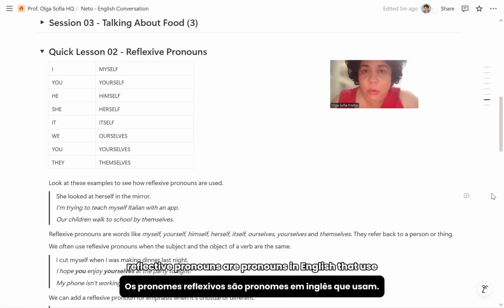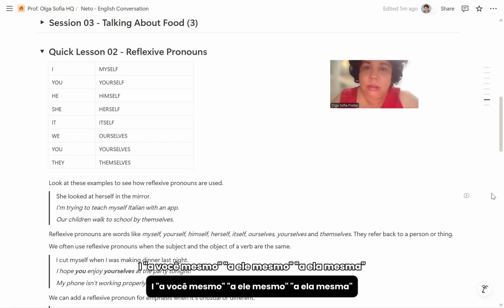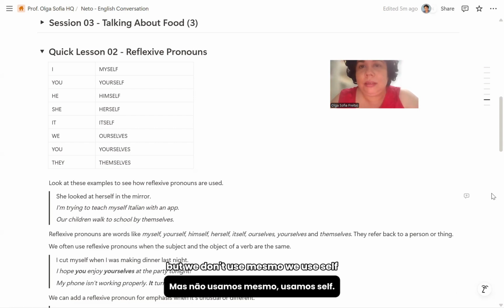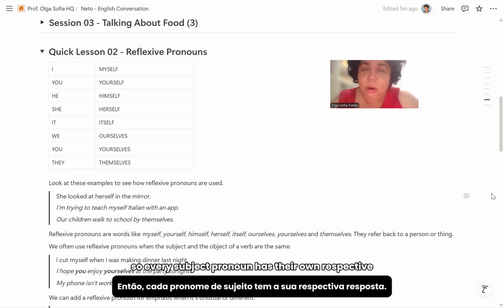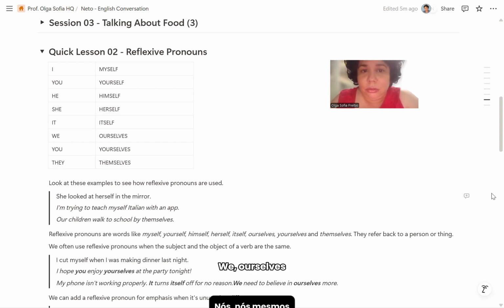So reflexive pronouns are pronouns in English that use self the same way that we use mesmo in Portuguese, right? A mim mesmo, a você mesmo, a ele mesmo, ela mesma, but we don't use mesmo. We use self, and it actually forms a pronoun. So every subject pronoun has their own respective reflexive pronoun. I, myself, you, yourself, he, himself, she, herself, it, itself, we, ourselves.